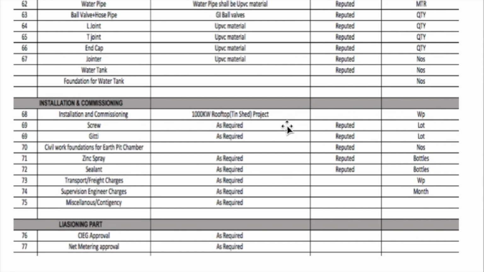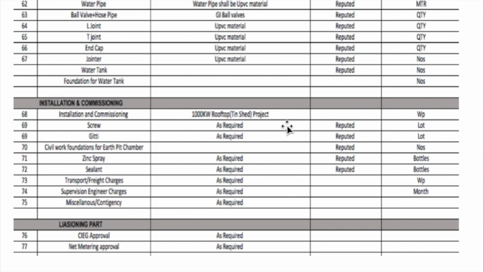Last is the installation. For installation, you require screw, gitti, the installation team for working, transport charges, supervision engineer charges, civil foundation charges, zinc spray, sealant. So these are the basic parts we also need to consider in the costing. So bill of material is basically made to ensure that the costing we are doing is okay or not.